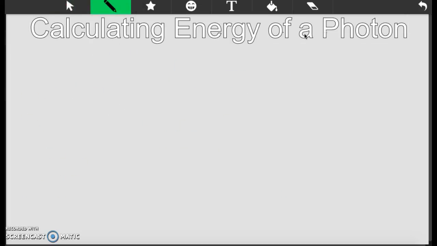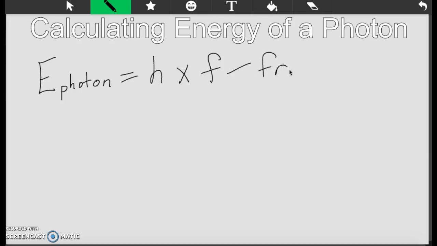Now the calculating energy of a photon would be energy, capital E, of a photon is equal to H times F. Now, just like in our other formula, F is still frequency. Make sure you know the vocabulary word. It'll be on your test. Frequency. E is energy. That one I know blows your mind. Energy. And H, this is the new one.